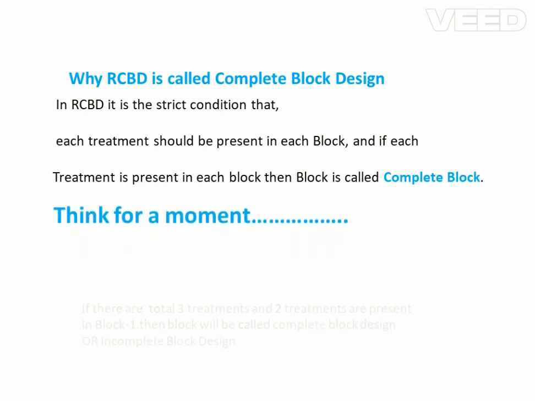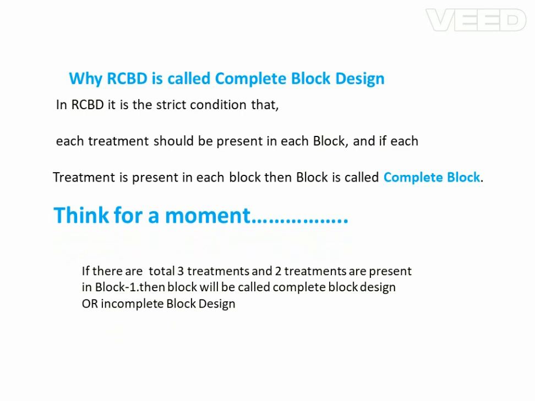Think for a moment, if there are total 3 treatments and 2 treatments are present in block 1, then will it be called complete block design or incomplete block design? Total 3 treatments, but in block 1 only 2 treatments are present, then block will be complete block or incomplete block?